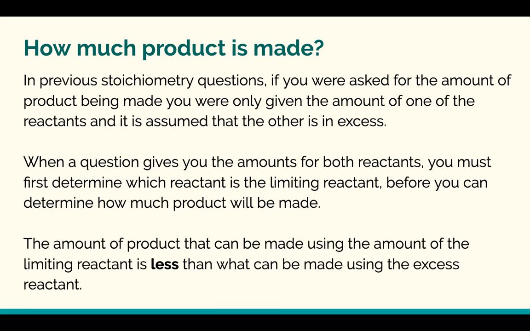Because the limiting reactant would make less product than the excess reactant would be able to make. Right? So that's the idea that you're going to use to figure out how much product is made.